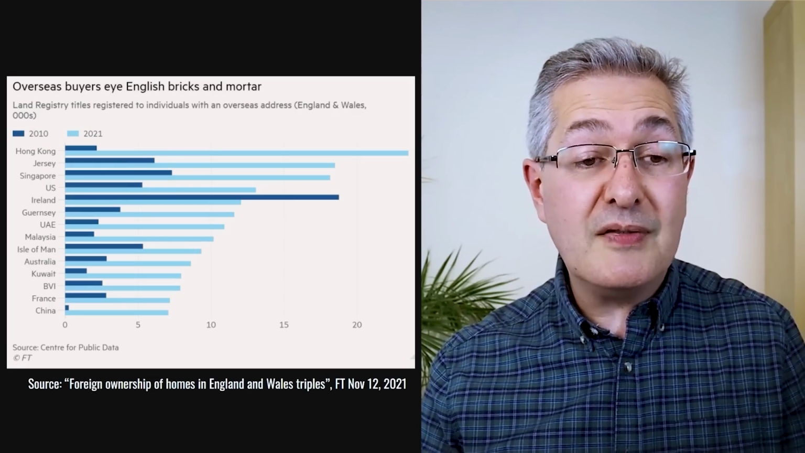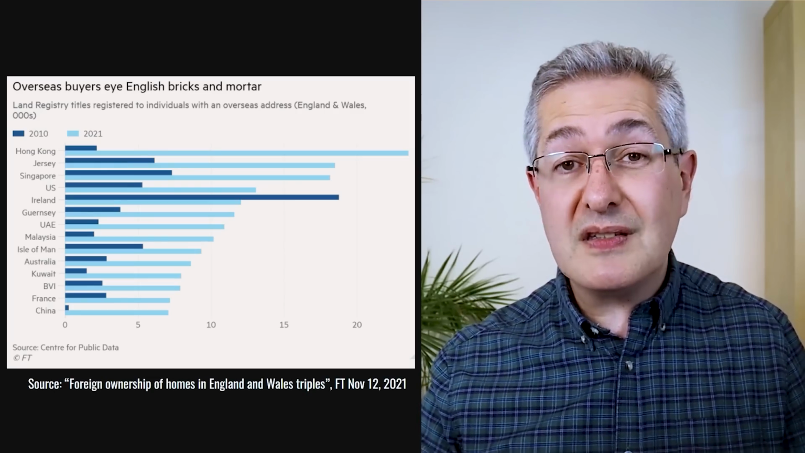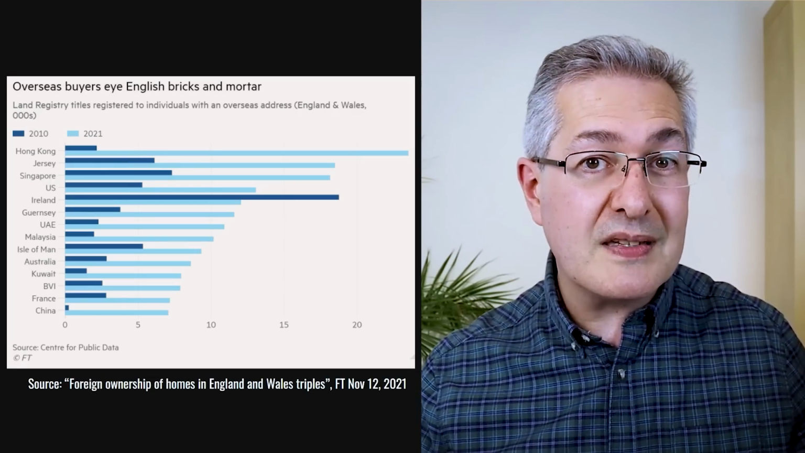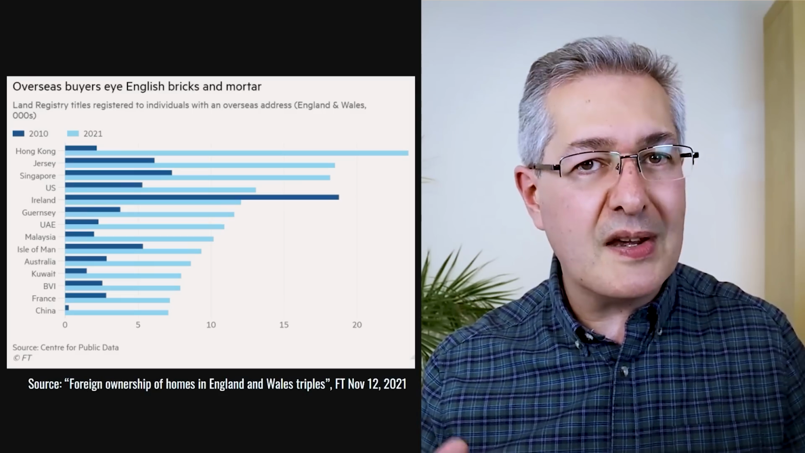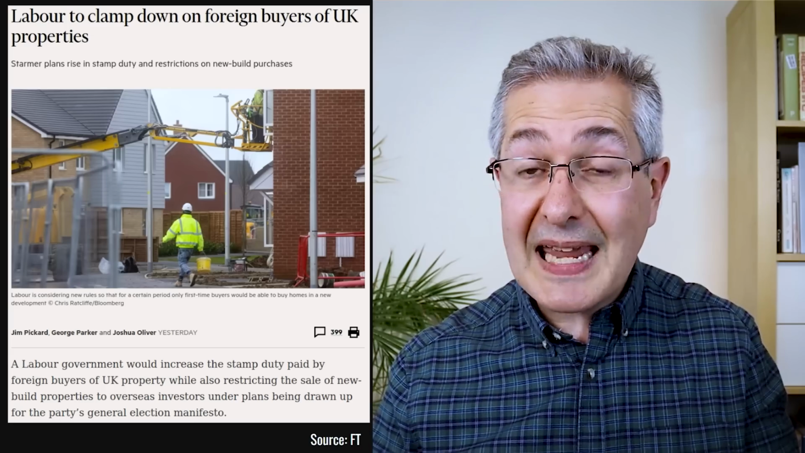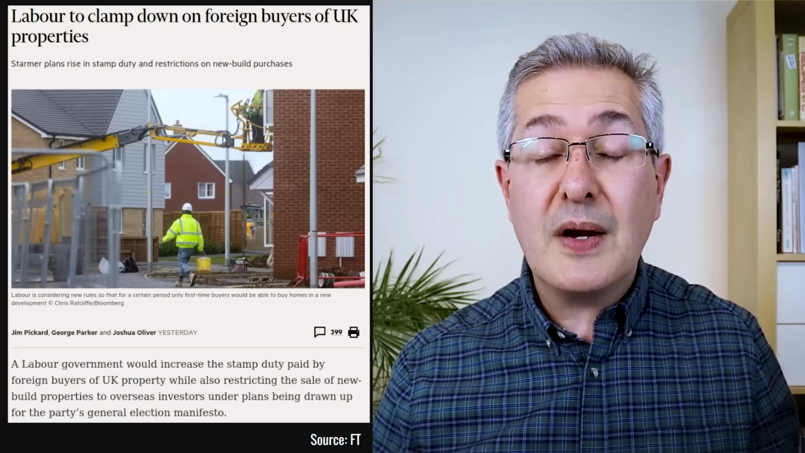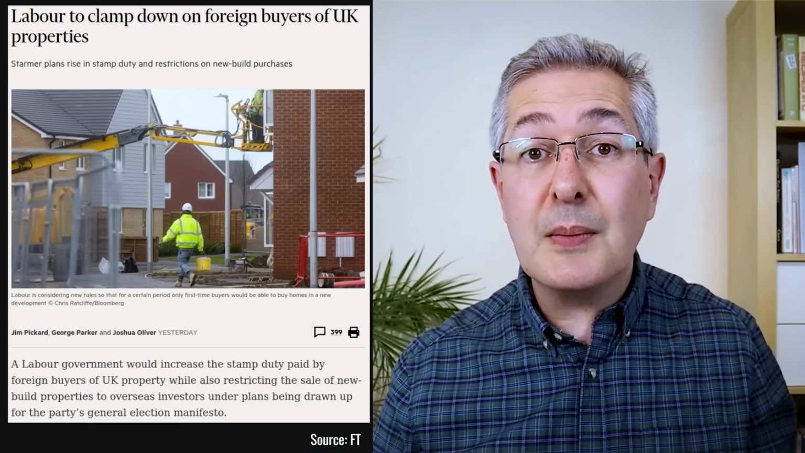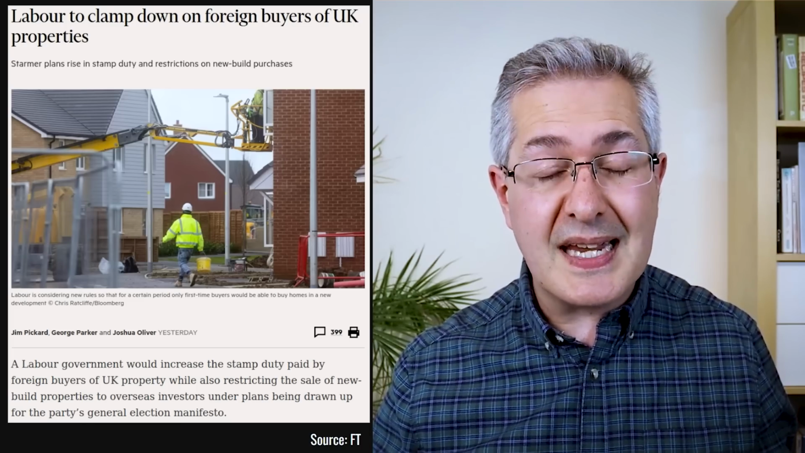Now, one of the drivers of increasing house prices in the UK is foreign buyers. And if you look at the number of Land Registry titles registered to individuals with a foreign address, it's certainly surged over the last decade or so. So the Labour Party solution to the housing problems of the UK is partially to restrict or tax heavily foreign buyers of UK property, whereas the Conservative Party solution is to bring back something like the Help to Buy scheme, so maybe we'll see that in the autumn budget.